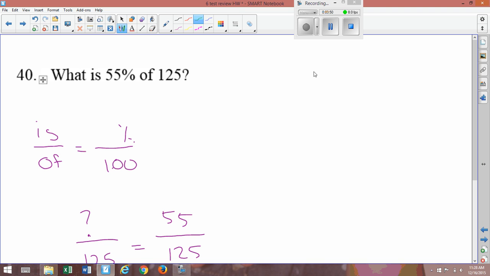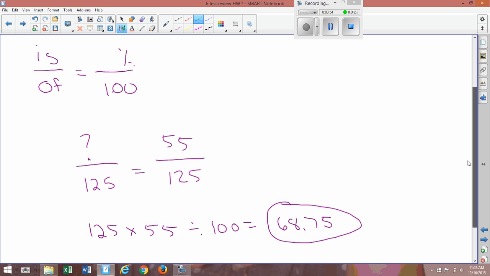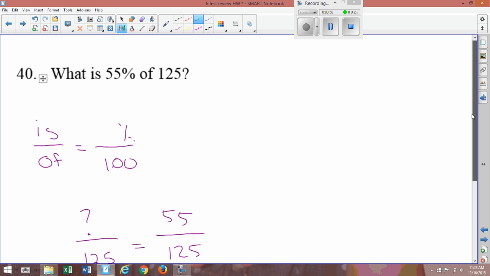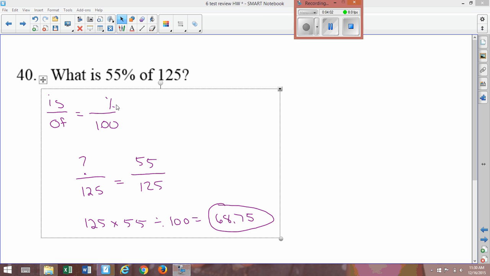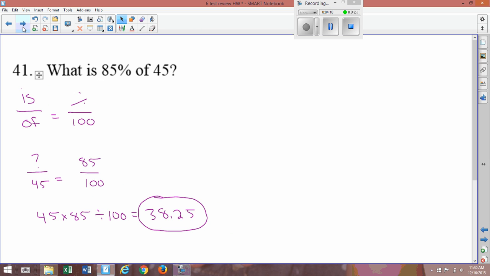What is 55% of 125? We do is over of equals percent over 100. And you end up with 68.75. I had to stop and make some corrections, and I kind of lost my way, so hopefully I'm in the right spot. Is over of, you get 68.75.